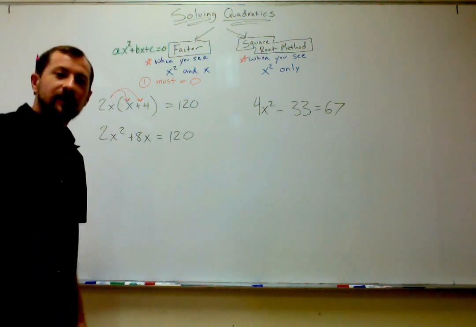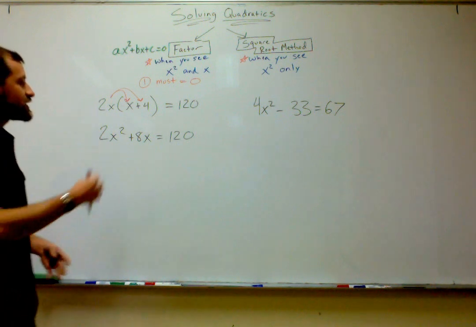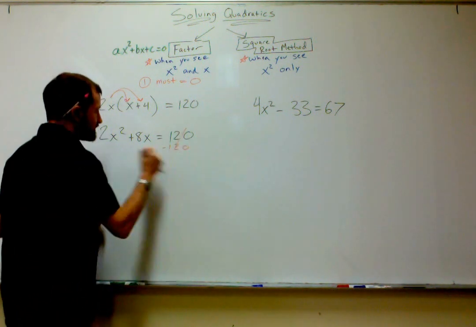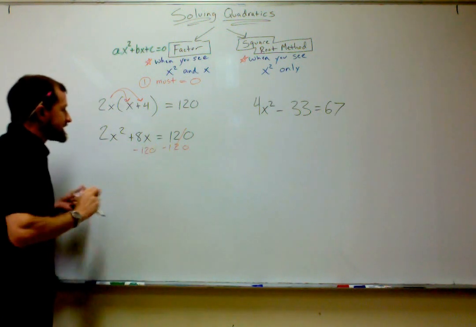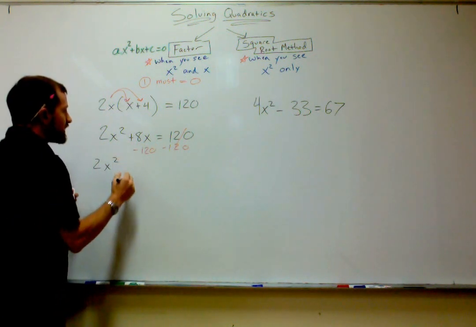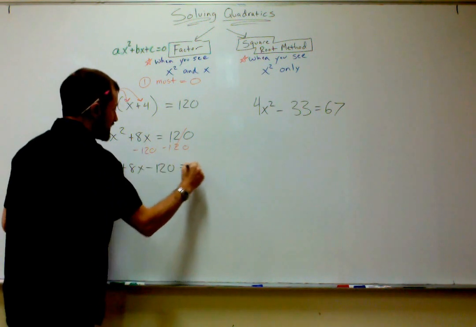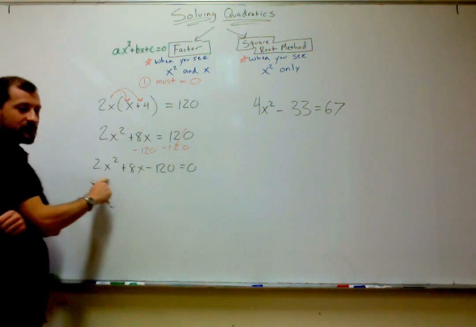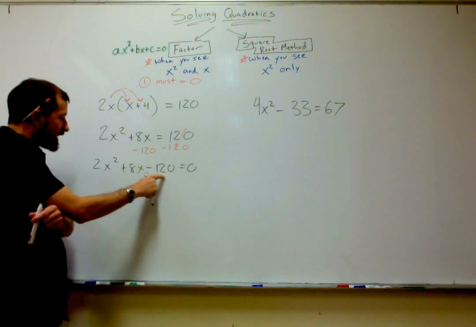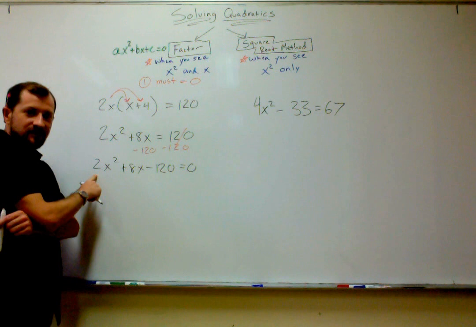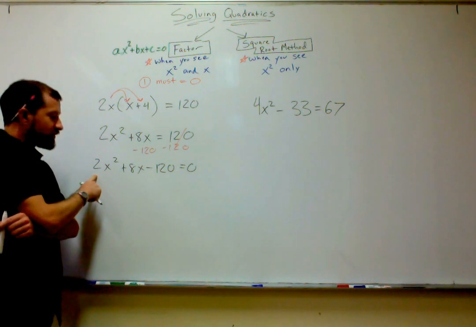So yeah, we're going to go ahead and factor this. Let's make sure it equals 0. Subtract 120 on both sides. Rewrite 2x squared plus 8x minus 120 equals 0. These numbers are kind of big. If we're going to multiply a and c to factor, we're going to get 240. There's a lot of factors of 240.